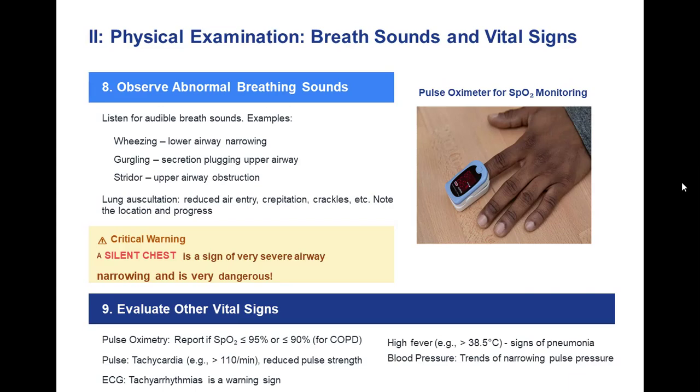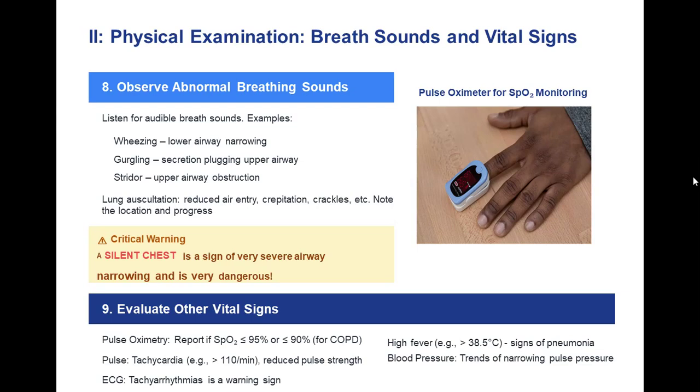The eighth step involves assessing breath sounds. Start by listening for sounds audible without a stethoscope, such as wheezing, which signals lower airway narrowing, gargling, which is often due to secretion plugging the upper airway, and stridor, a high-pitched, harsh sound indicating a life-threatening upper airway obstruction. Next, perform lung auscultation. Listen for reduced air entry, indicating poor ventilation, or adventitious sounds like crepitation and crackles, which suggest fluid or inflammation in the alveoli. Always note the location and progress of these sounds.